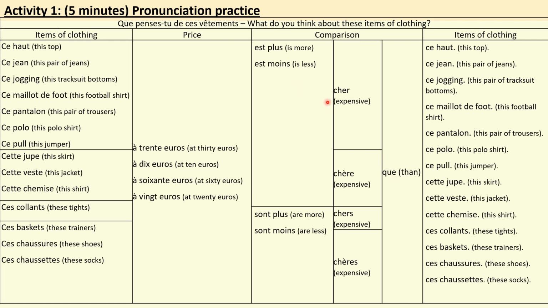Now, cher here is in the masculine form to match these masculine items here. If you're using a comparison starting with a feminine noun, an item of clothing, you're then going to use cher here in the feminine form with the E, with the grave accent going down, and the E on the end, compared to the masculine. Okay?